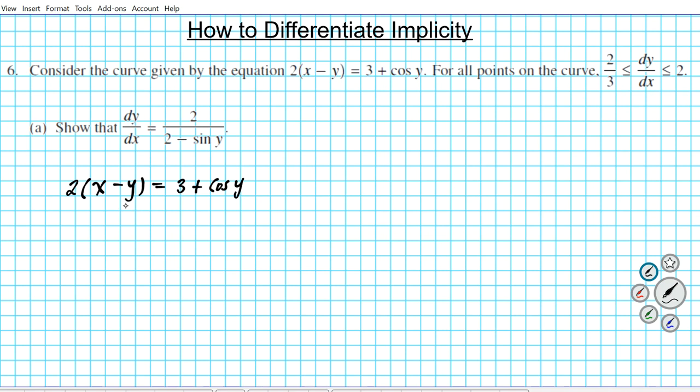Before we get started, let's get rid of this parenthesis. We just distribute the 2, so we have 2x minus 2y equals 3 plus cosine y. You might wonder what's the benefit of implicit differentiation? Well, it's helpful because some equations are extremely difficult to isolate the dependent variable. In this case, if you wanted to solve for y first before you differentiate, it would be almost impossible to do algebraically. So let's differentiate implicitly, and then we'll get dy/dx isolated.